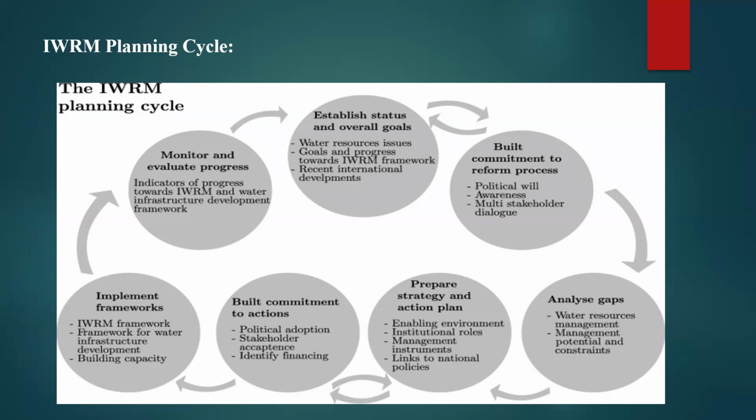This is the IWRM planning cycle, which starts with preparation of strategy and action plan, build commitment to actions, implement frameworks, monitor and evaluate progress, establish status and overall goals, build commitment to reform process, analyze the gaps, and again the cycle goes on.